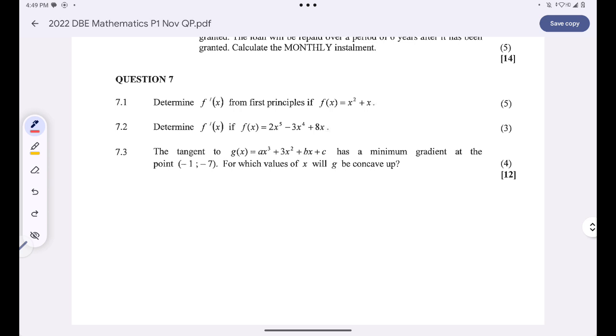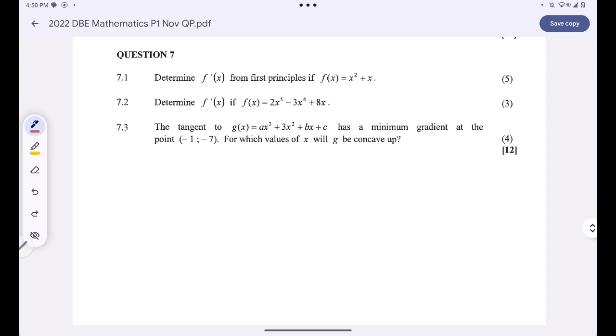I'll be doing video number 7, guys, which means I'm doing the 7th question of the November 2022 examination. It's a mathematics paper 1 examination, obviously written by the grade 12 learners. Just note that since this is the 7th video, there are 6 videos before this one, which simply means each question has its own video. And I will have 3 videos after this one.